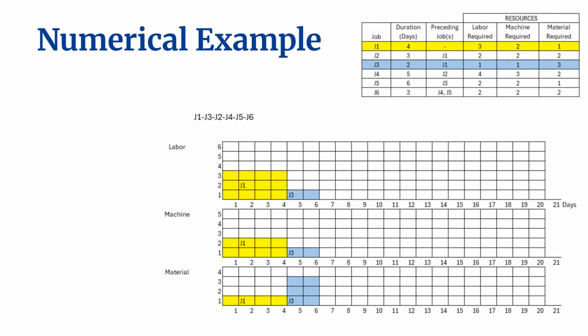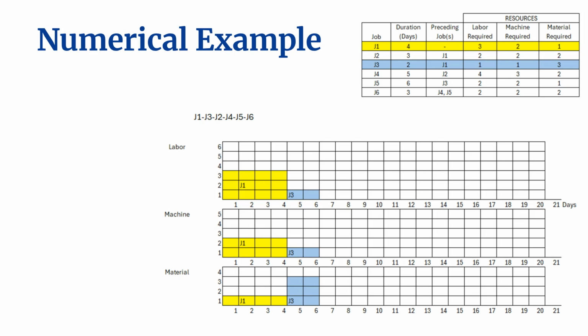Moving forward in our sequence, we now assign the next job, which is J3. Recall that in RCPSP, both precedence and resource constraints must be satisfied before any job can begin. For J3, the precedence relationship specifies that J1 must be fully completed first. Since J1 finished at the end of day 4, the earliest possible start time for J3 is time 4.